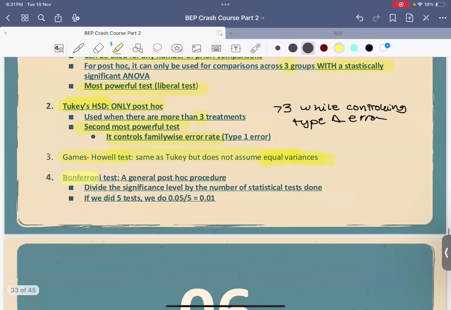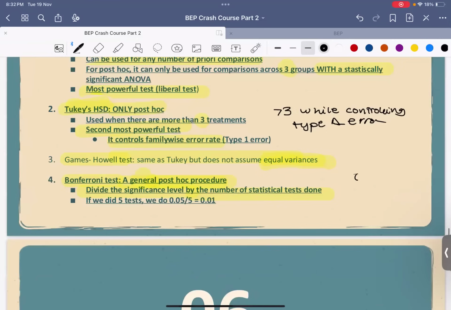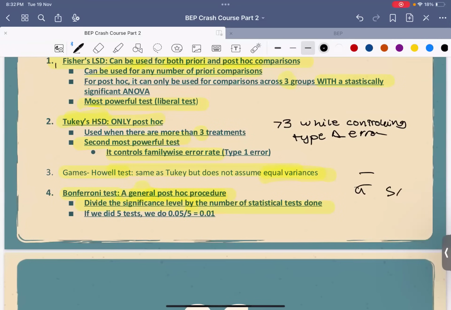And then there's the Bonferroni test, and the main thing you need to know about this is the definition. It is a general post hoc procedure. General is an important word. It's a general post hoc procedure that divides the significance level by the number of the statistical tests done. Okay, so this is the Bonferroni test. If we did 5 tests, for example, and the alpha we chose is 5%, let's say, we divide 0.05 by 5, and that's the Bonferroni test.